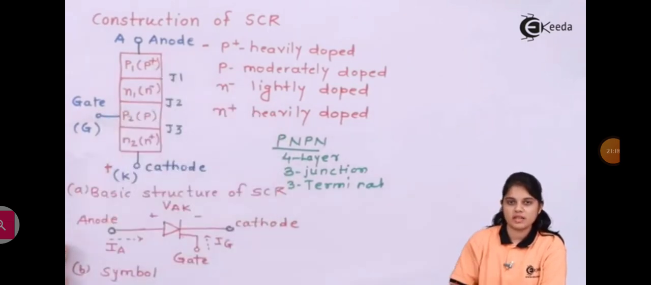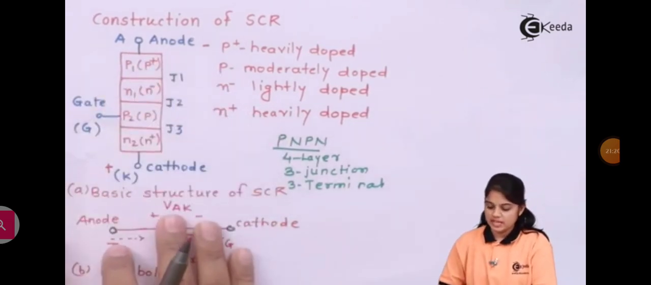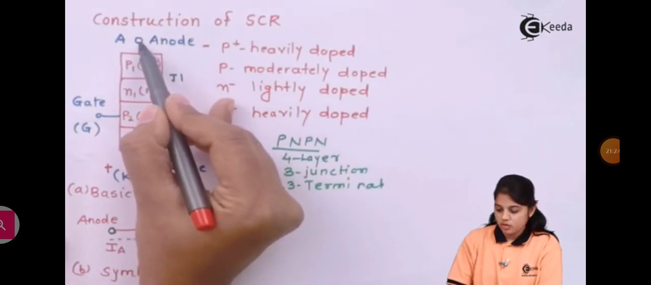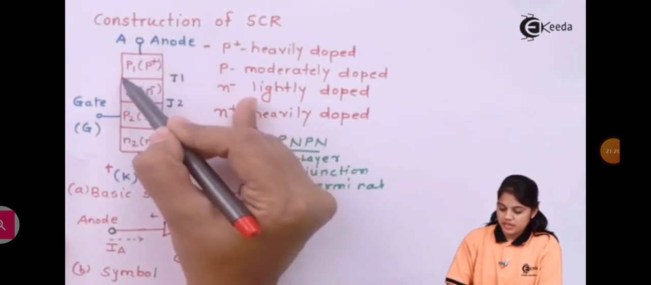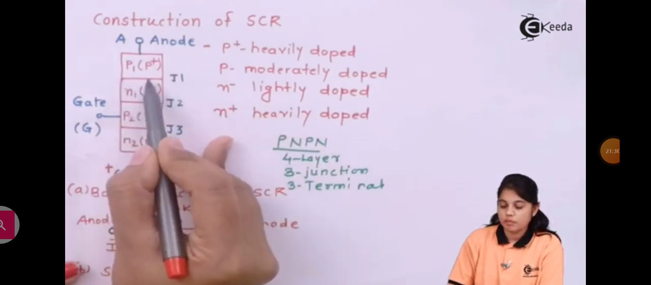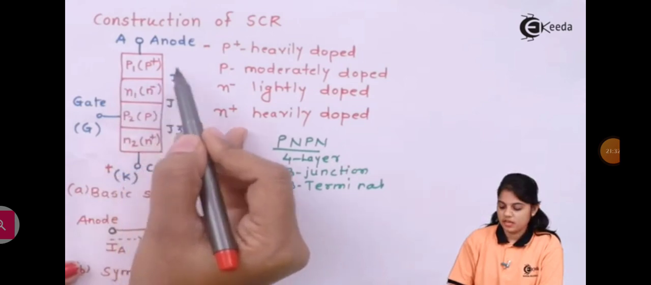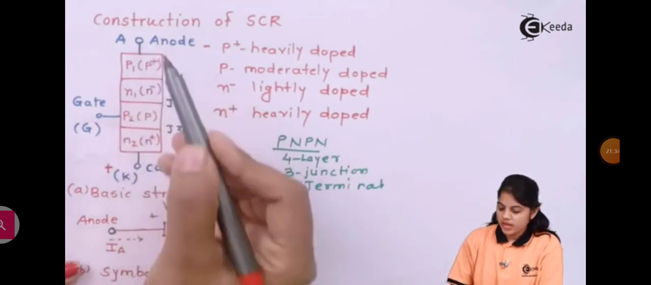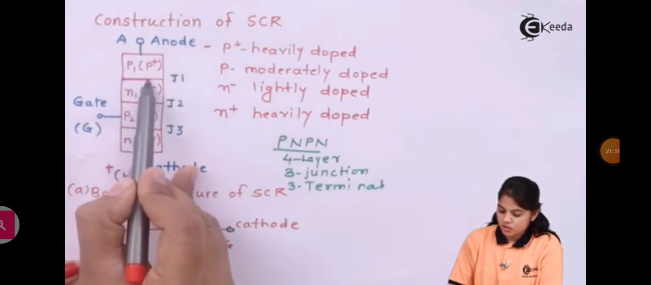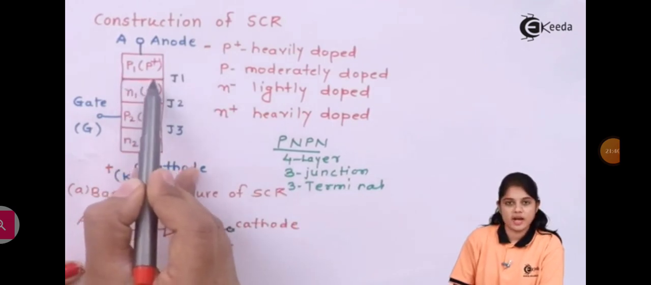Now when it is reverse biased, what will happen? Let's see. If the negative terminal is connected to the anode, this P1 and N1, that is junction J1, will become reverse biased. Whenever negative is connected to the anode and positive is connected to the cathode, then this junction you can see over here will be reverse biased, correct?